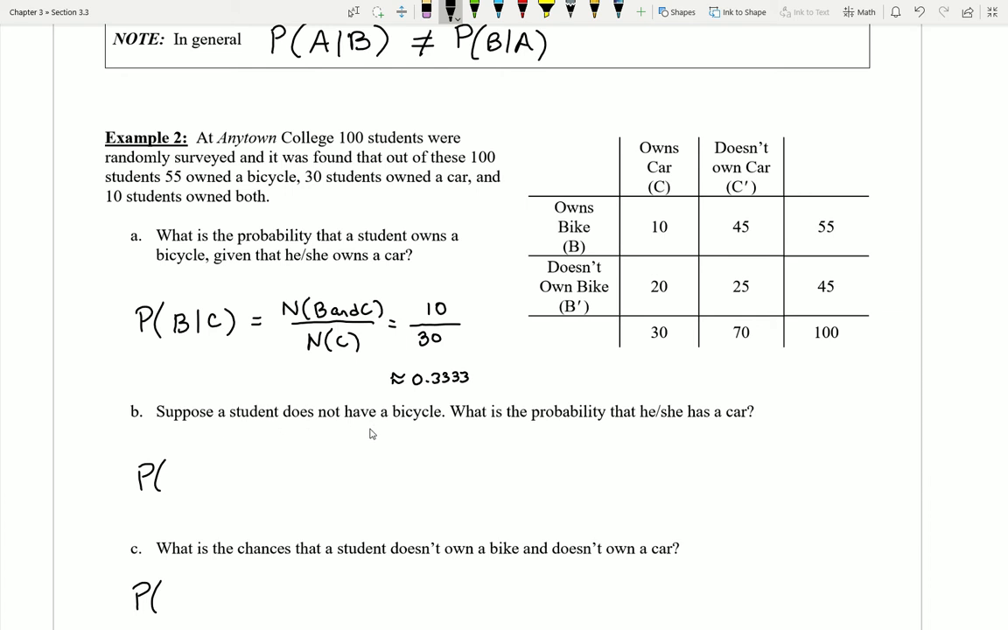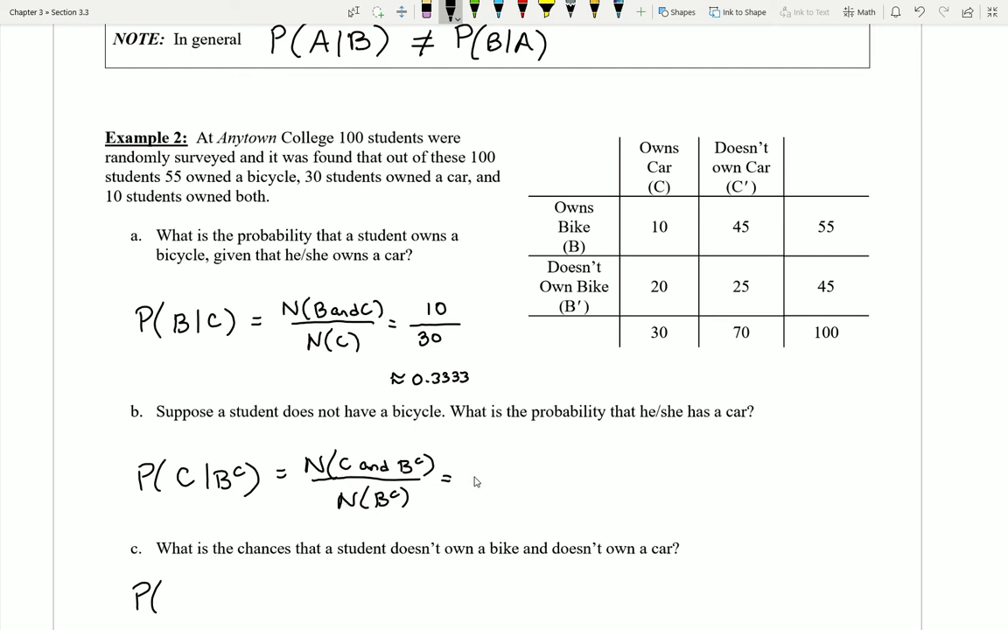Suppose a student does not have a bicycle. What is the probability that he or she has a car? Notice that the word given here didn't occur at all. However, if I think about what the sentence is really saying, I'm told that I already know the student does not have a bicycle. That's given to me. What I want to know is, does the person have a car? So again, I'm just going to calculate the number of people that are in both of those groups at the same time over the number of people in the given group, excuse me.